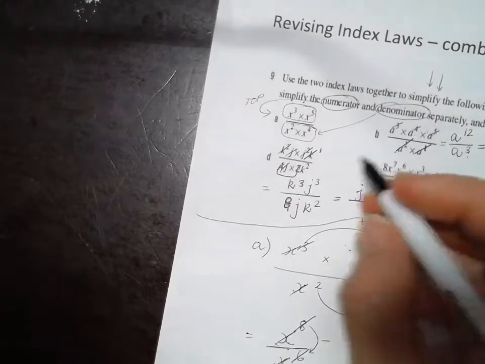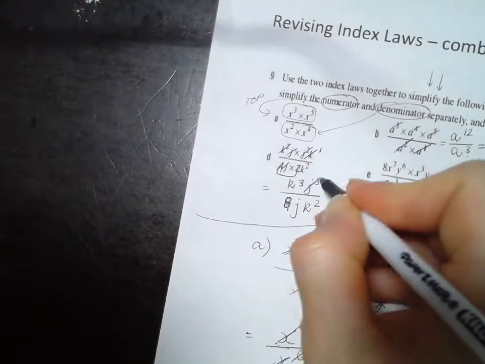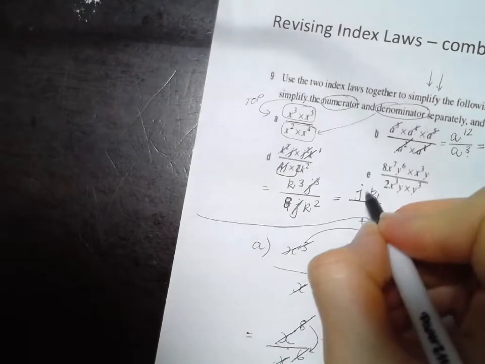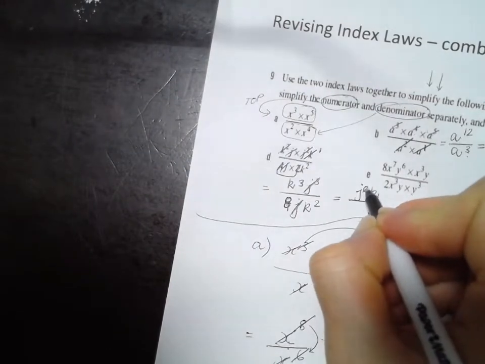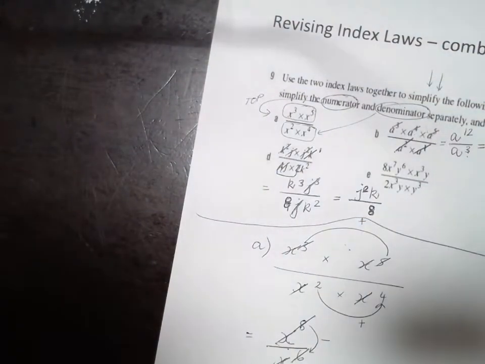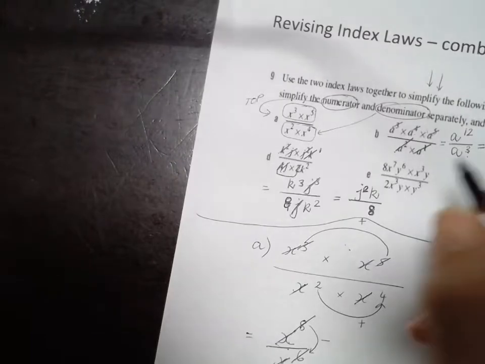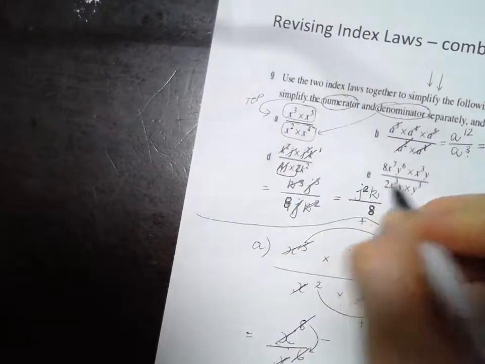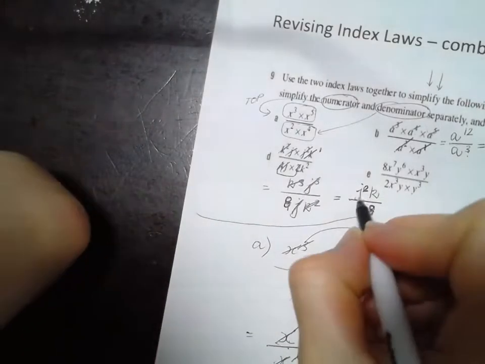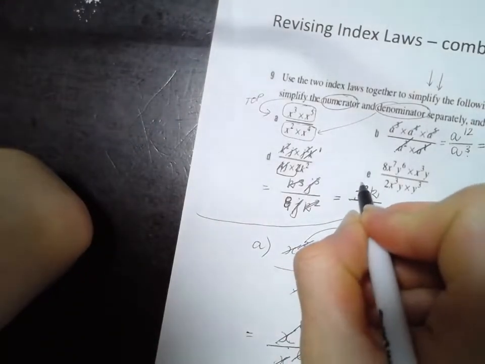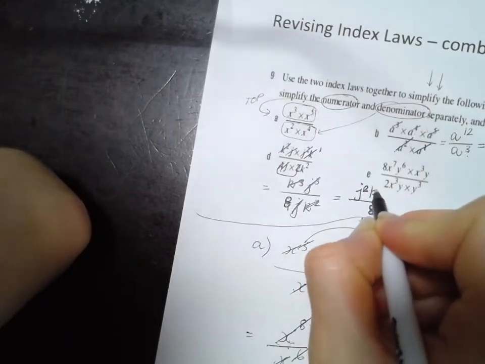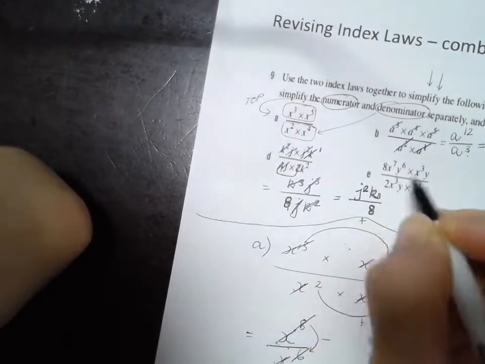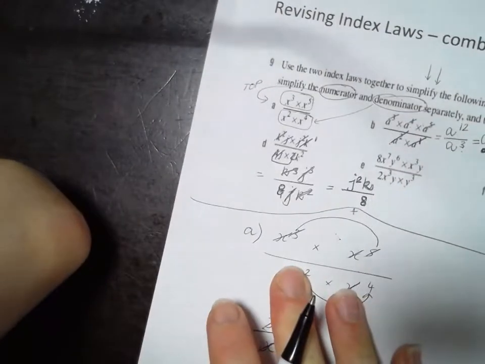So if we look at our j's, we've got j^3 and a j, so we're left with j to the power of 2. And here we have k^3 and k^2, so it's k to the power of 1. In alphabetical order, j squared and k to the power of 1 over 8 is our answer there.